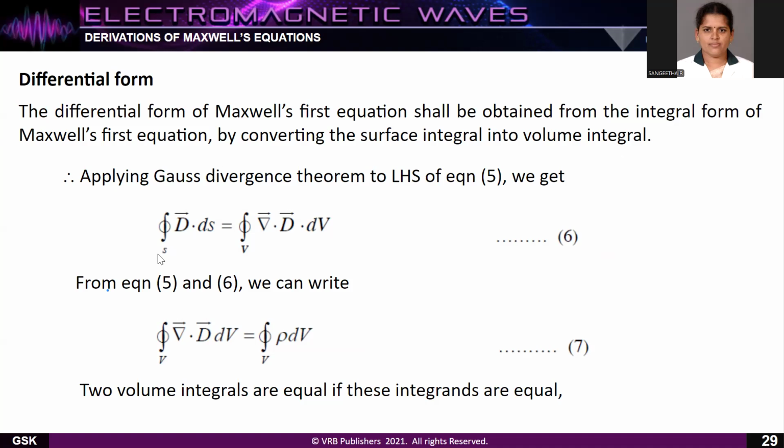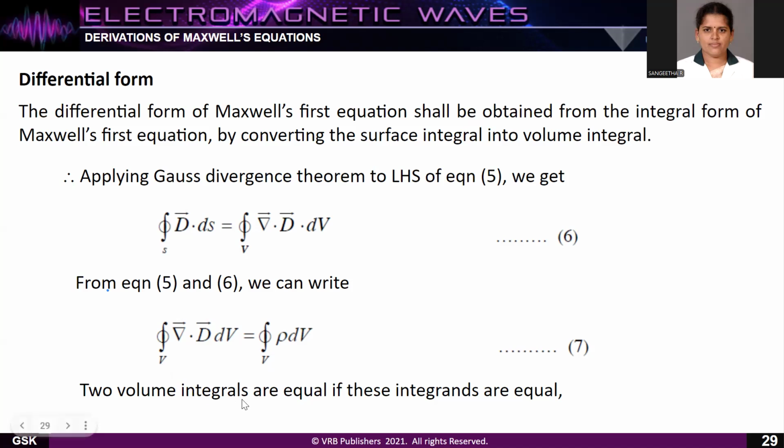That is, the closed surface integral of D vector dot dS is equal to the closed volume integral of del vector dot D vector dV. So instead of this thing, we have substituted this one. So on both the sides we have a volume integral.